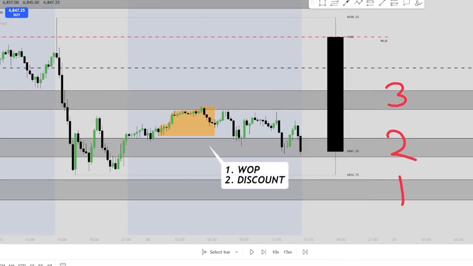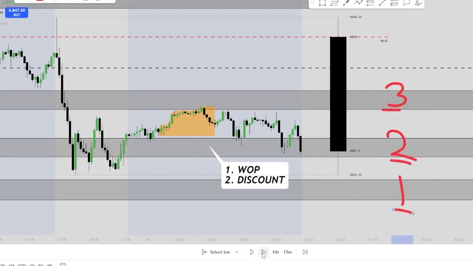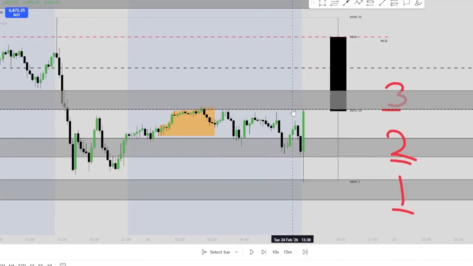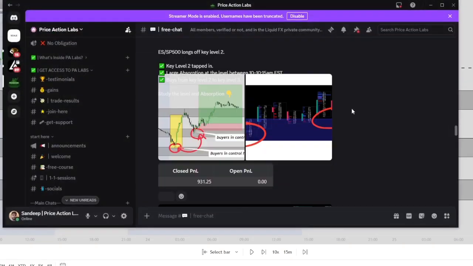Now, we obviously want to tap into one of these 3 key levels, so 3, 2, or 1. Now, when we look for market open, what we're looking for specifically is something like this. So this is the first 15 minutes. I never trade the first 15 minutes. I allow the first 15 minutes to dictate the overall direction of the market.